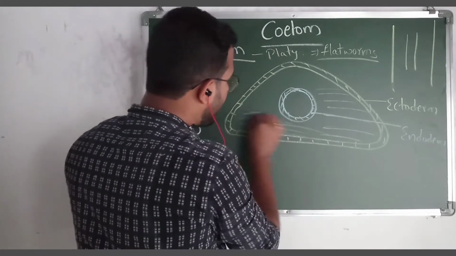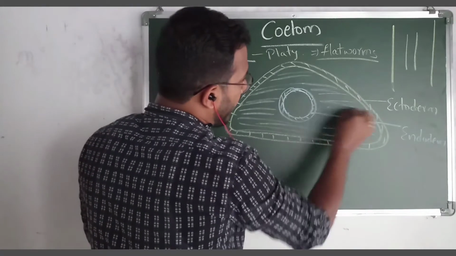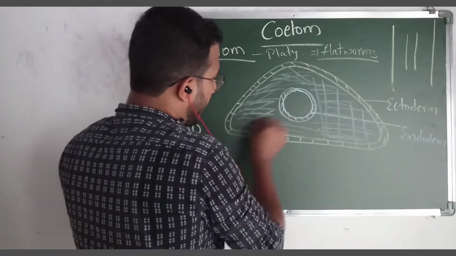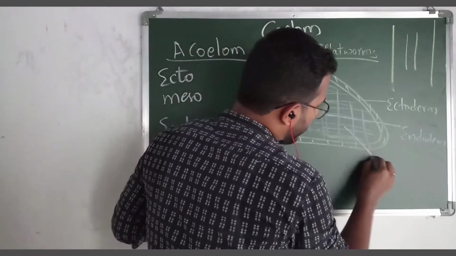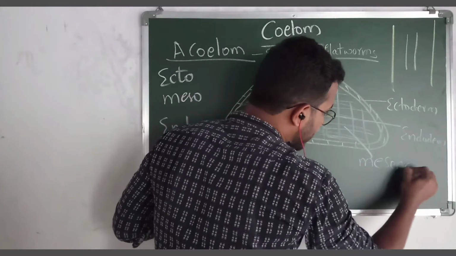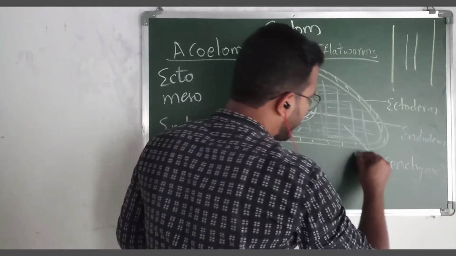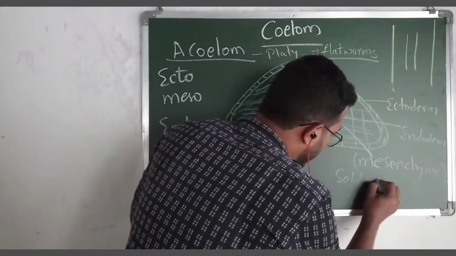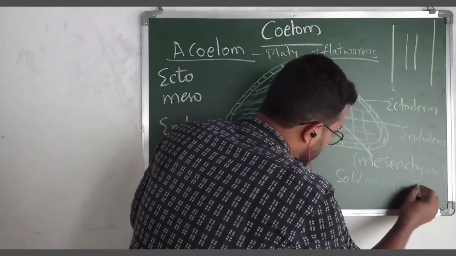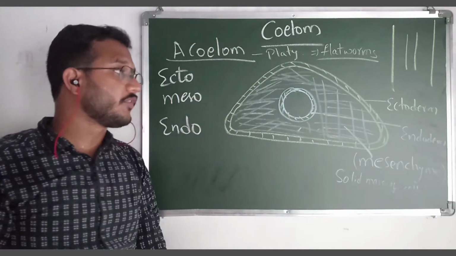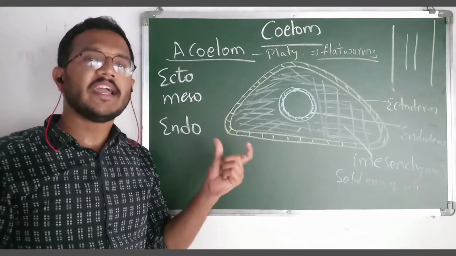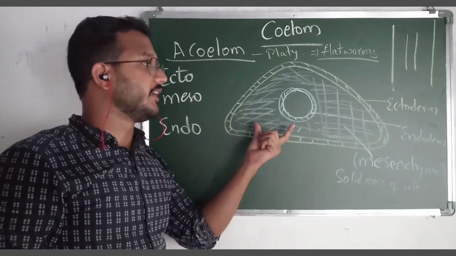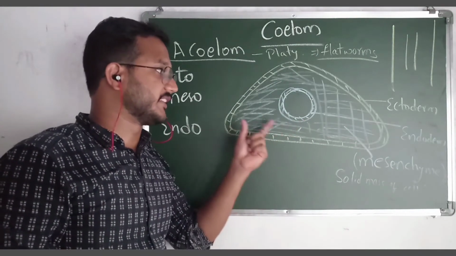The mesoderm is coming and occupying the entire position, and so many cells are present here, solid mass, and the mesoderm is modified into mesenchyme, solid mass of cells. But according to the definition of coelom, what we are discussing, it has to form as a lining of one layer or two layers. But here the entire space is occupied by the solid mass of cells. That cells are known as mesenchyme.